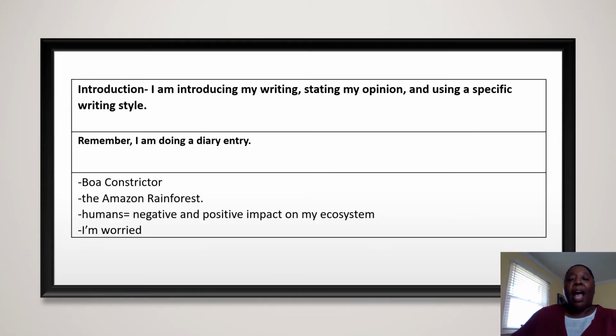So, I'm going to show you an example of my work on option B. Not option A, but option B. Introduction. I am writing and stating my opinion and using a specific writing style. Now remember, boys and girls, that this document is really just for you to jot notes. This is not the section where you're going to write your final project. It's kind of like a single paragraph outline that we use in class. You only write complete sentences on the solid line and you just jot your thoughts and ideas on the dotted line. We're going to use the same thought process here. So, I'm remembering that I'm doing a diary entry.